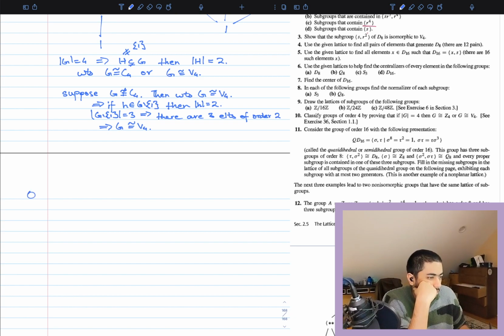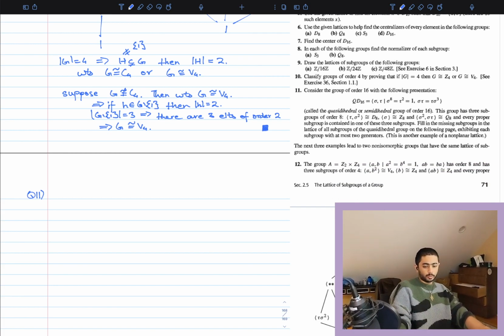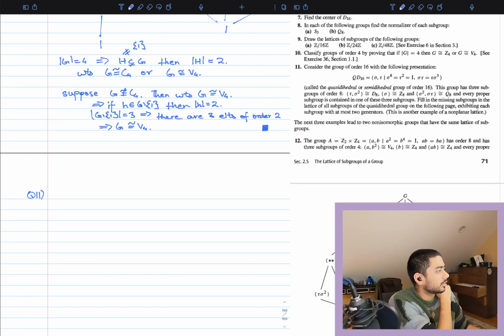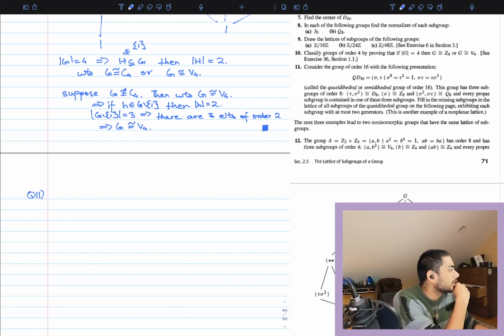Let's keep going. Question 11. Consider a group of order 16 with this presentation. This is called the quasi-dihedral or the semi-dihedral group of size 16. Group has 3 subgroups of order 8.